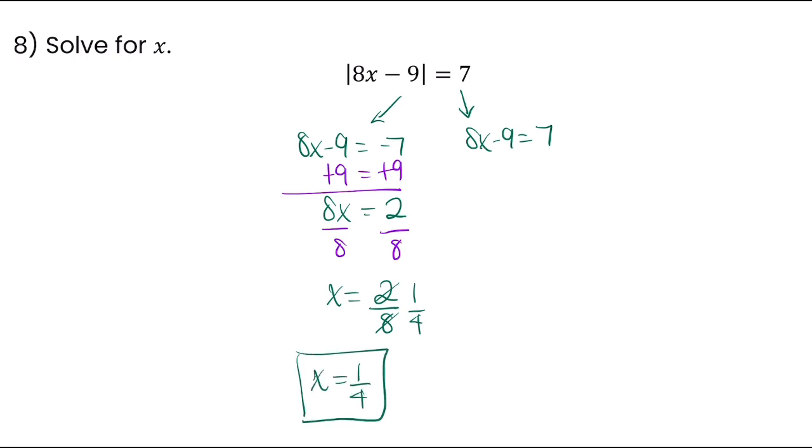Over here, I'm going to add 9 to both sides. So when I add 9 to both sides, I get 8x equals 16, and then I'm going to divide everything by 8. So that gives me x equals 2.